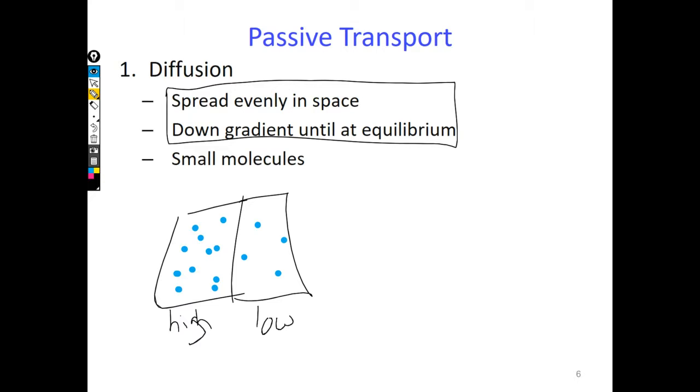So the goal is if I was stuck here and I had the option to move, I would want to move from the smooshed space to the emptier space, right? We all want a little more space. So that's what we mean when we say we're moving down gradient. We're moving from an area that is high or heavily smooshed to a space that's low or more open, until we spread more evenly.